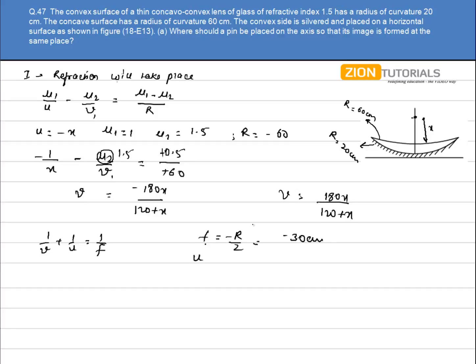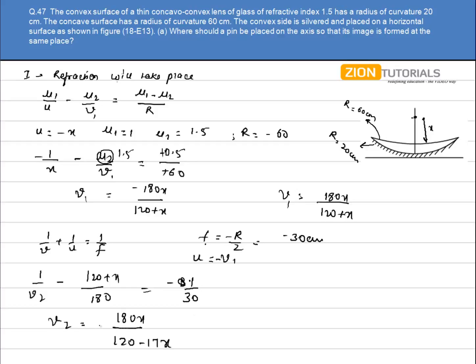U will be equal to v1, this is v1, with a negative sign of course. So 1 by v2 minus 180x, that will be 120 plus x by 180 with a negative sign, is equal to minus 1 by 30. So the value of v2 comes out to be 180x by 120 minus 17x.